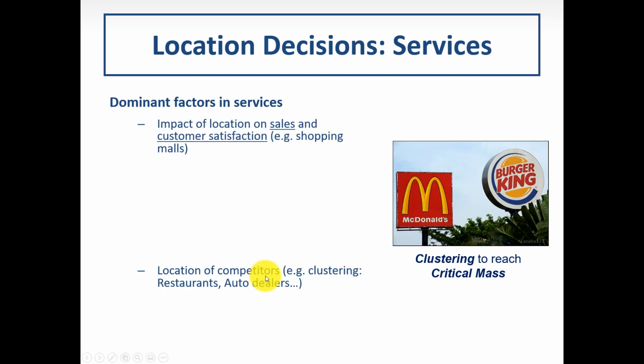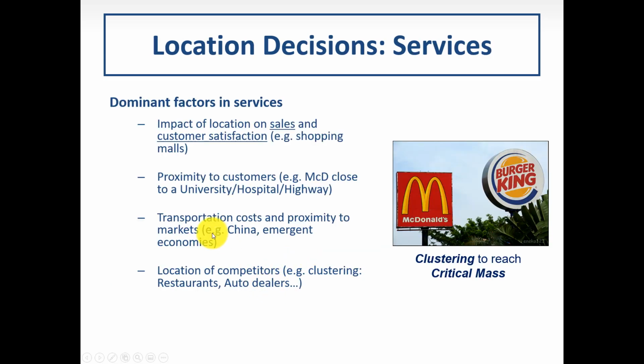Oops, here is something with animation. Let me click them all. There are also some dominant factors in services. Let's have a close look at this picture. You see that there is a sign of McDonald's, and just next to it there is Burger King. And maybe you have noticed the same, that you have these clusters of restaurants, sometimes when you're driving on the Autobahn or on the highway, or you have clusters of car dealers.